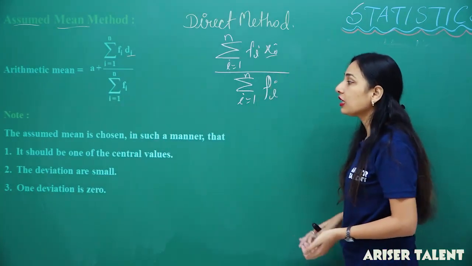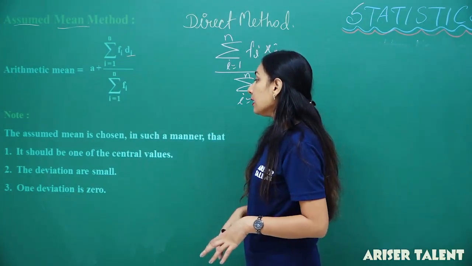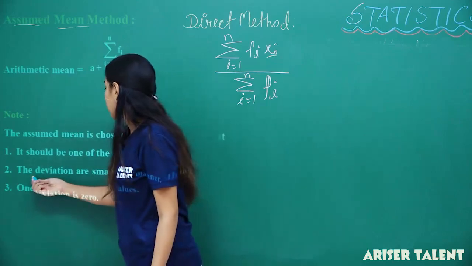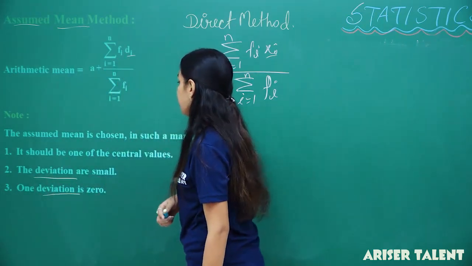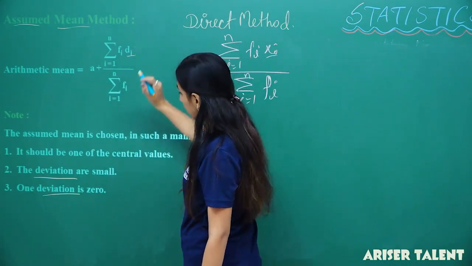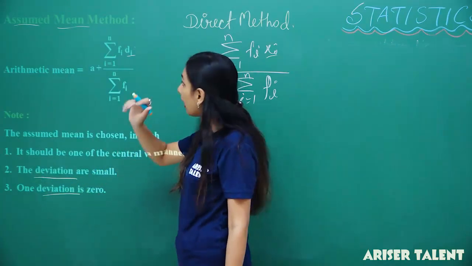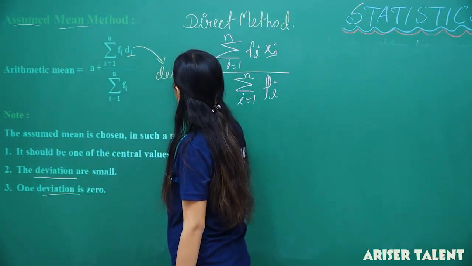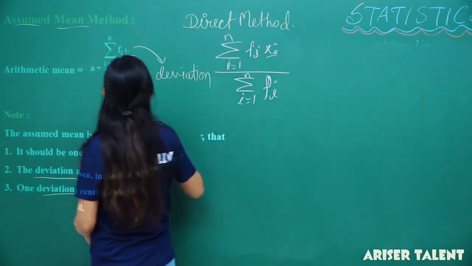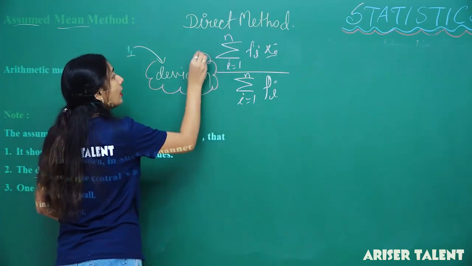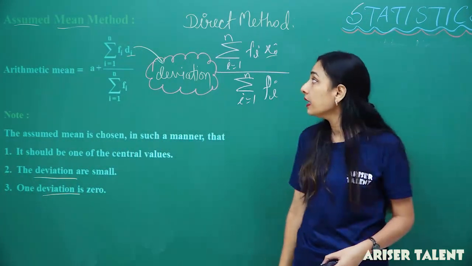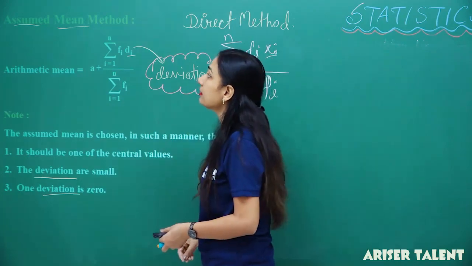Okay, the deviations are small, and one deviation is 0. Now the word that keeps repeating itself here is deviation, which is basically d. This is d, and the initial deviation is also d. That means this is basically deviation. This is the new word we have to concentrate on, because we know fi, we know the value of n, but we don't know this di, that means the deviation.